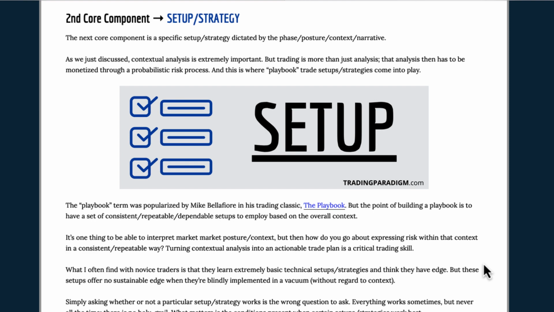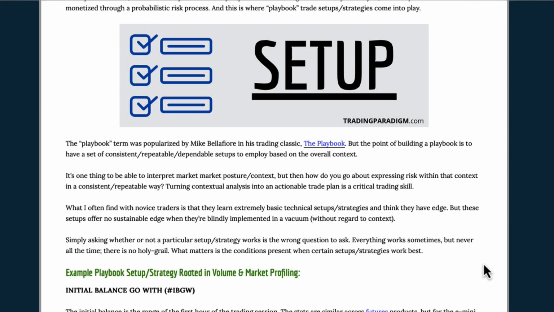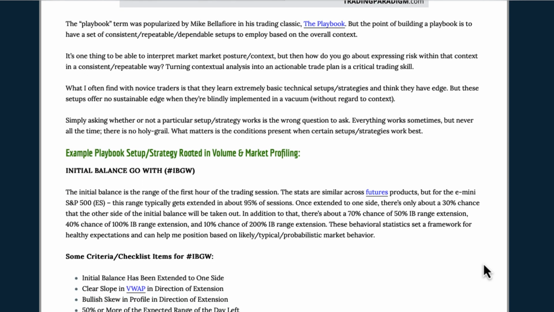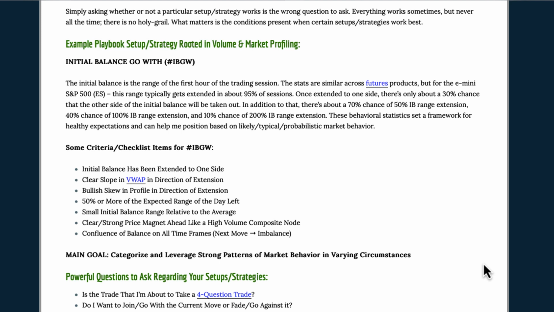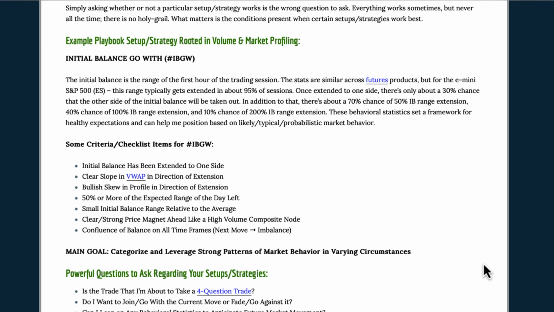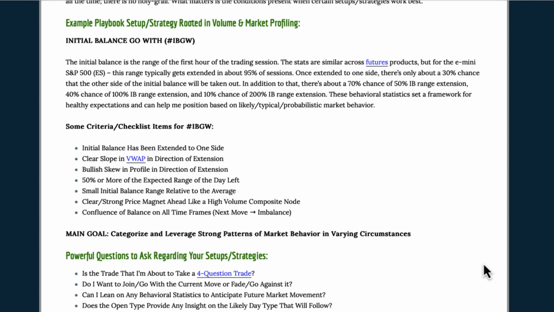There are no certainties. But the much better, much stronger question to ask is what context, what conditions are present when certain setups and strategies work best. It's all about stacking the probabilities in your favor by aligning setup with context, which helps put yourself in a position with a real, meaningful edge.